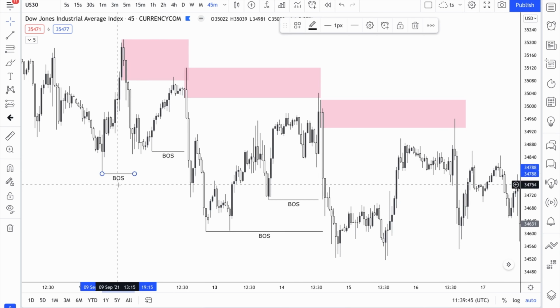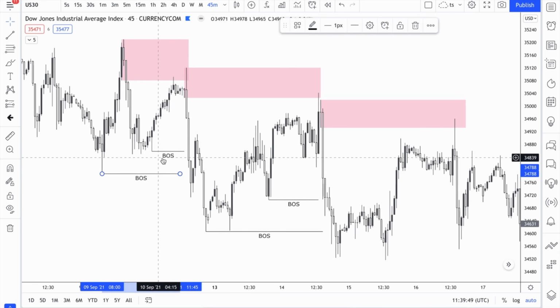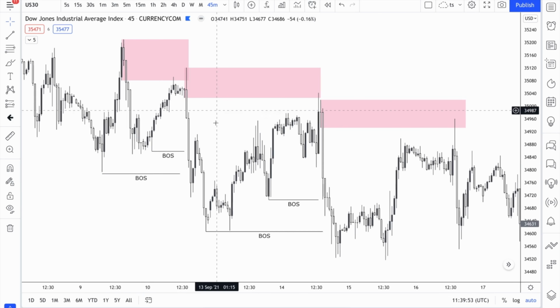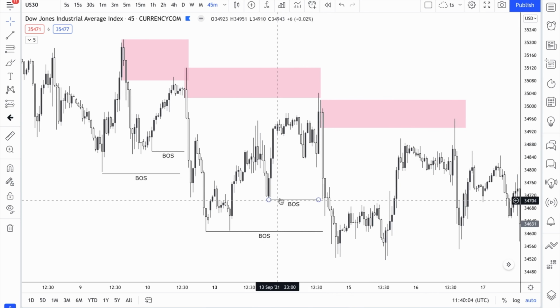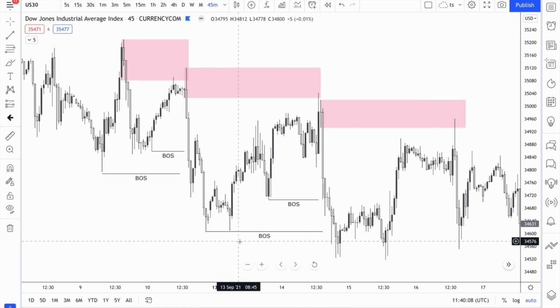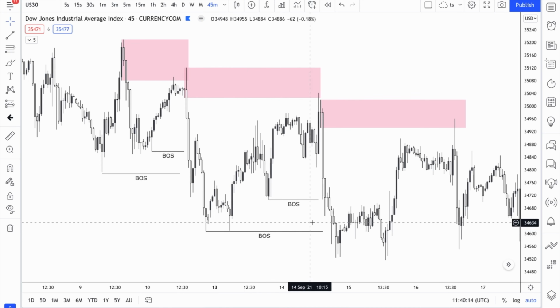So we've had these two breaks of structure. Let's mark those two out. We've had this bit of structure broken, and then we've had this swing low broken here. When that's happened, we've then had a pullback. We've tapped into or mitigated this supply zone, and then we've had another impulsive movement, with price breaking this bit of structure here, and then we've got these relatively equal lows here, which have then been broken. So we've kind of got a support and resistance area here, which has been broken past.